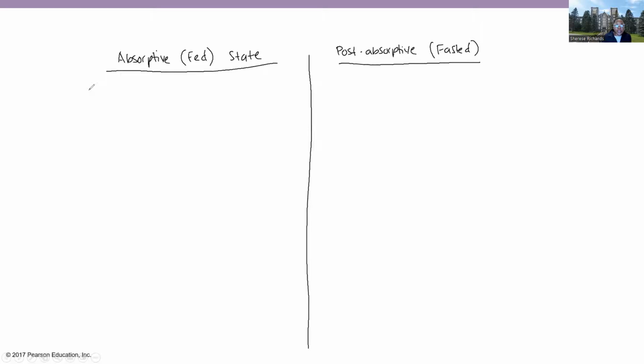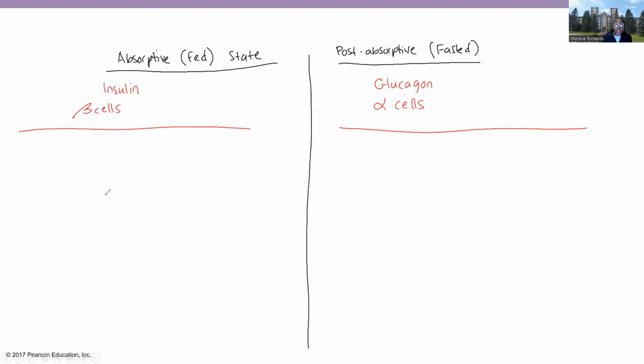In the absorptive state, the hormone that's controlling is insulin. Insulin is made by the beta cells of the islets of Langerhans of the pancreas. In the post-absorptive state, it is glucagon, which is made by the alpha cells of the islets. Let's look at their functions. So what are the different processes that are turned on in each of these states?